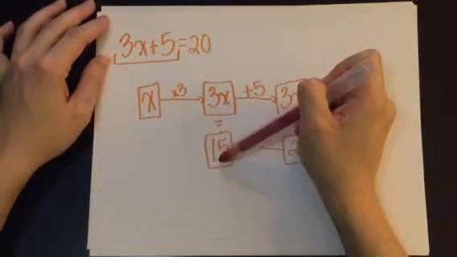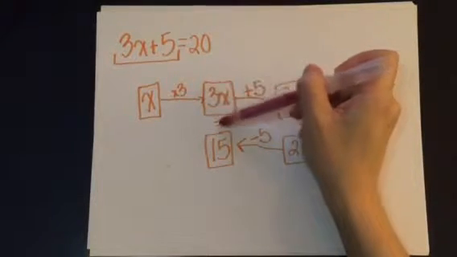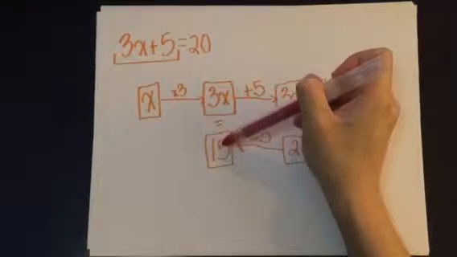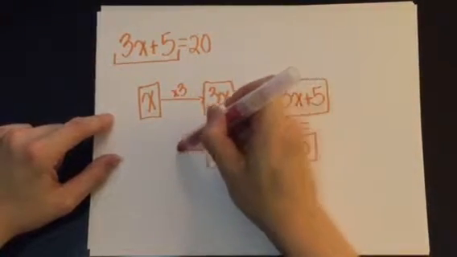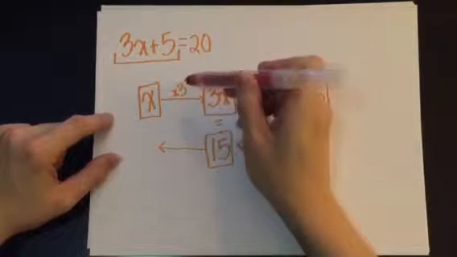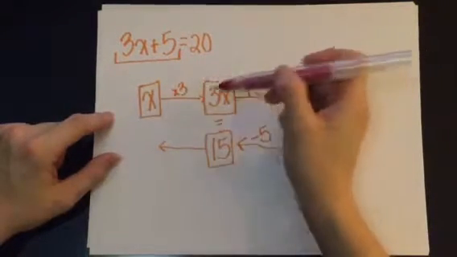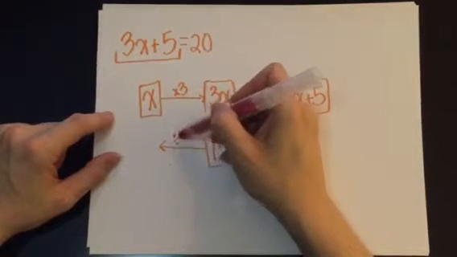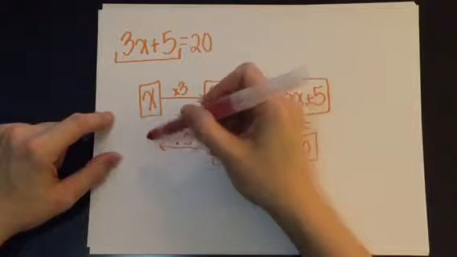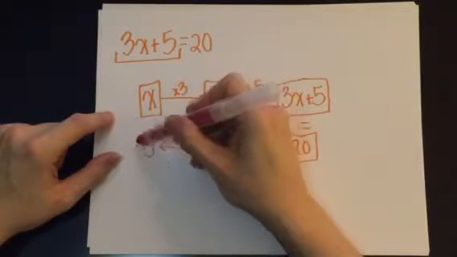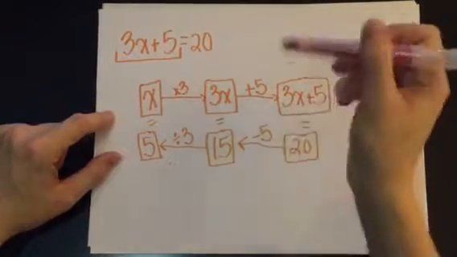3x equals 15. And in your head, you might be able to go, all right, 3 times what equals 15? I know that's going to be 5. So let's see if we end up with that. Working backwards. Undoing, doing the opposite of multiply by 3 is divide by 3. So 15 divided by 3 is 5, which was our guess from right here.